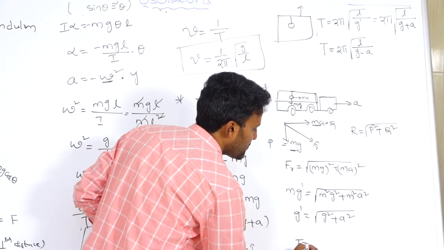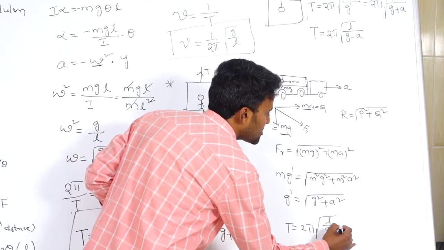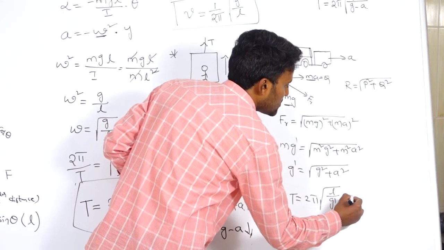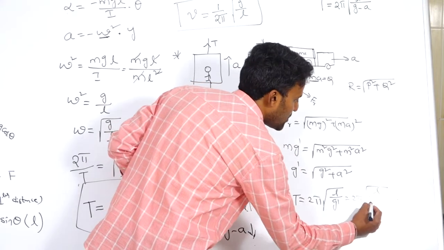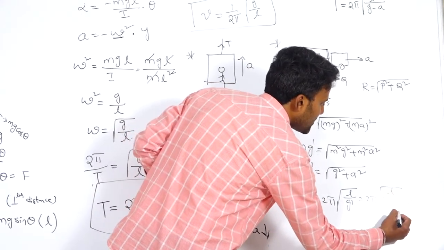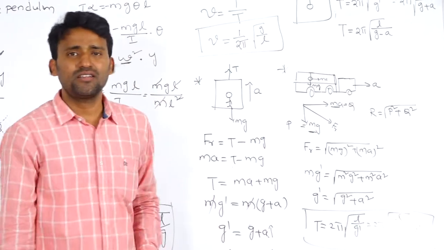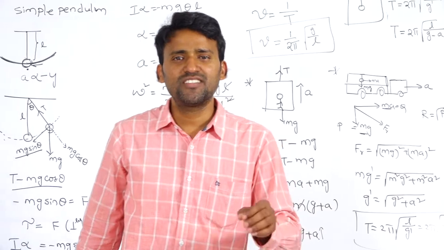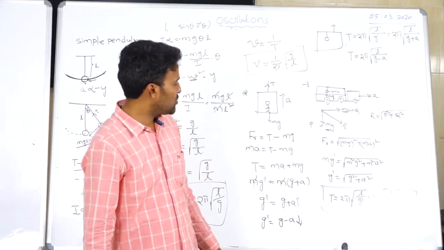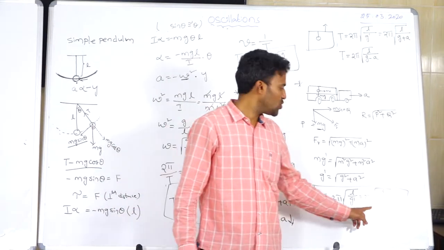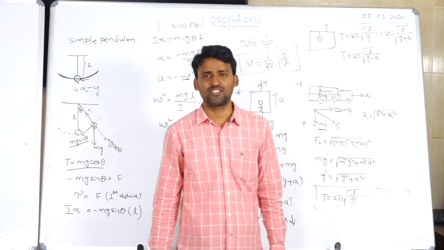Then substituting in the formula, T is equal to 2 pi under root of L by g dash. So T is equal to 2 pi under root of L divided by under root of g square plus a square. This is the time period equation when a simple pendulum is placed inside a truck that is accelerating horizontally.